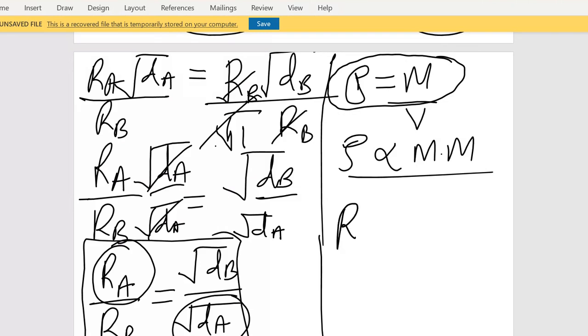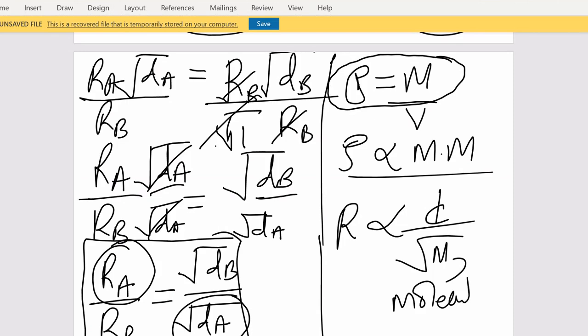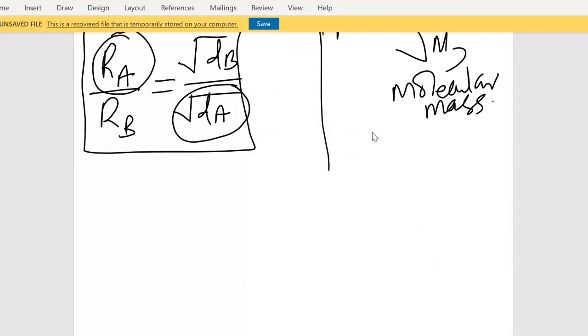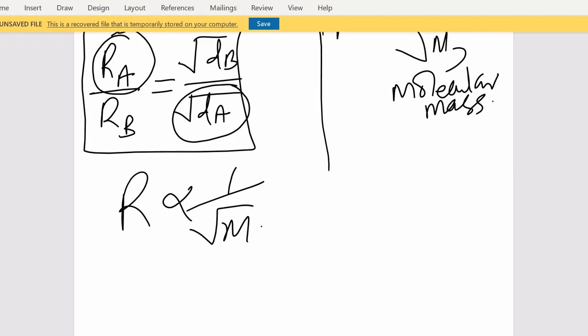So R being inversely proportional to 1 over square root of molecular mass. Let it be M, molecular mass. So now at that point, if we are saying R is inversely proportional to the square root of M, if we derive it, it will bring us to this equation.